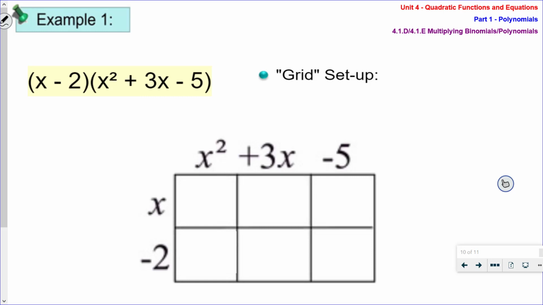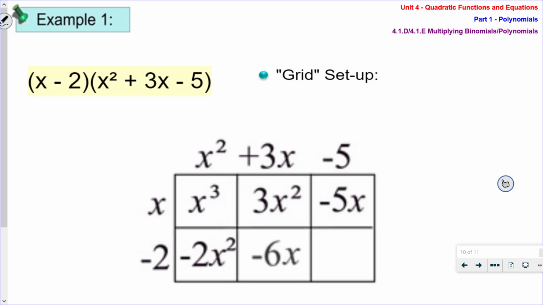X times x squared is x to the third. X times positive 3x is positive 3x squared. X times negative 5 is negative 5x. X squared times negative 2, negative 2x squared. Negative 2 times positive 3x is negative 6x. Negative 2 times negative 5 gives you positive 10. After you have filled in your grid, copy all your terms and then combine like terms.